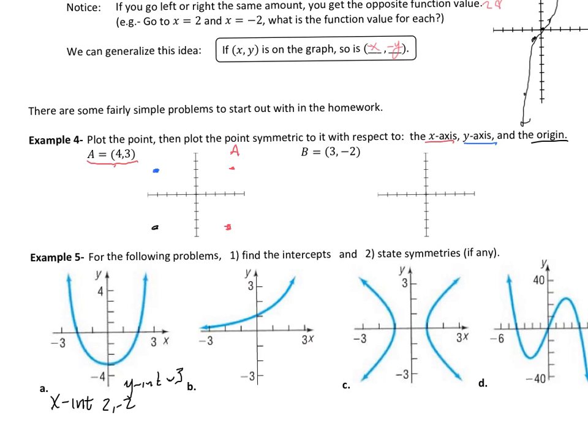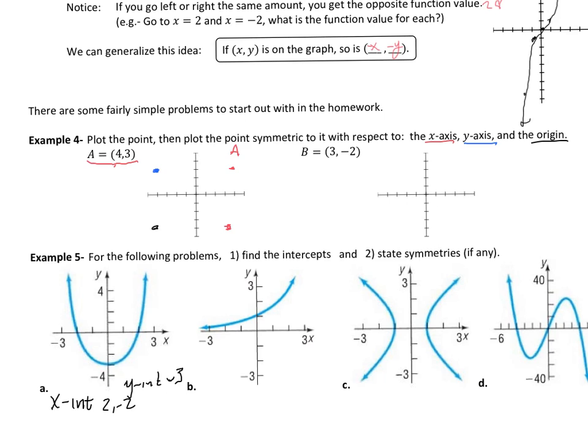Okay. All right, so what's our y-intercept? Y-intercept is 1. Good. Or as a point, 0, 1. Okay, symmetry. Correct. There is no symmetry as far as that goes. Okay, the 3 we've talked about. Fold it in half on the y-axis, doesn't match up. X-axis doesn't match up. Spin it on the origin, it doesn't match up. Okay, no symmetry. All right.